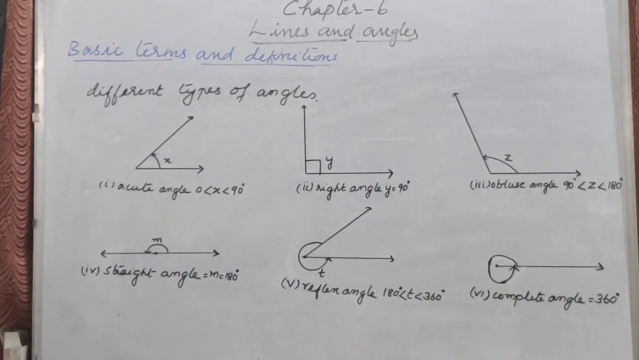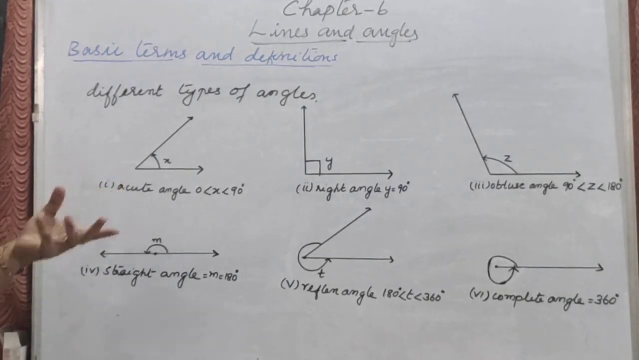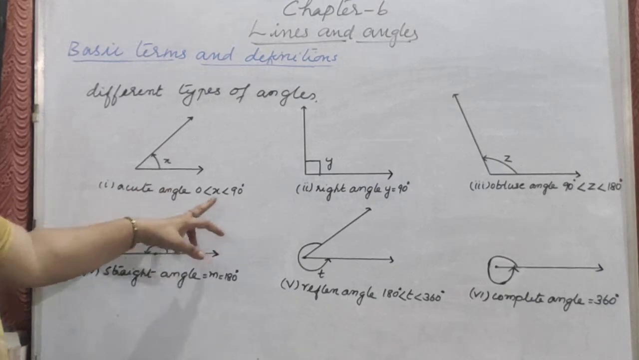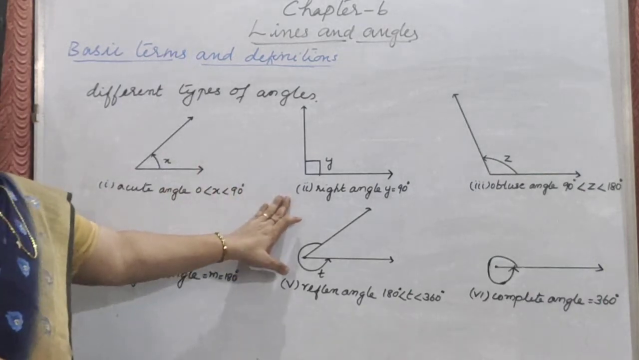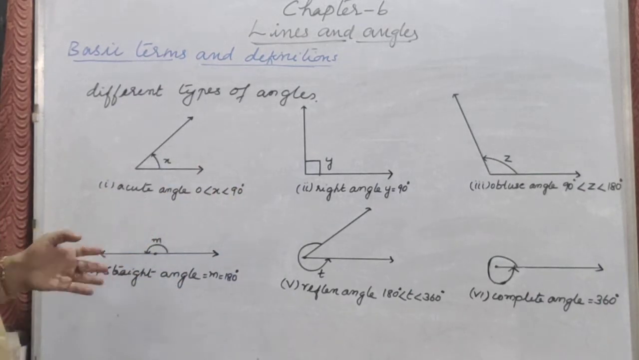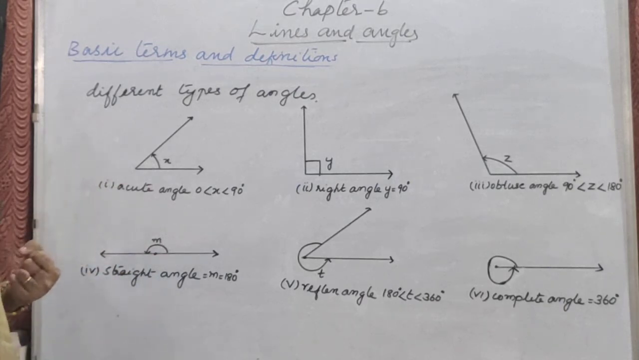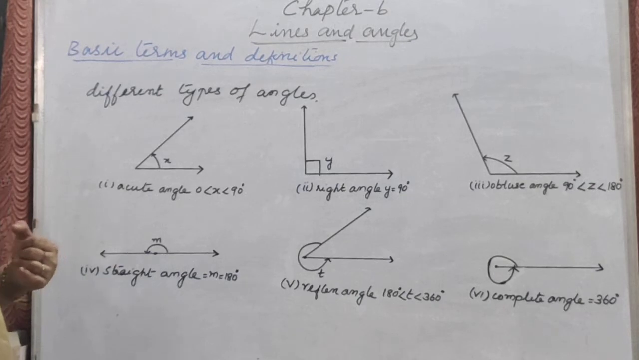Now, the different types of angles we have studied in the lower class, just a recap. With the diagram itself you can understand very clearly. First one is the acute angle. The value varies between 0 and 90, that means more than 0 and less than 90 degrees. Now the second is the right angle, where the angle measure is equal to 90 degrees. Now see, you can see the diagram. And the obtuse angle, when the angle measure is more than 90 but less than 180 degrees.